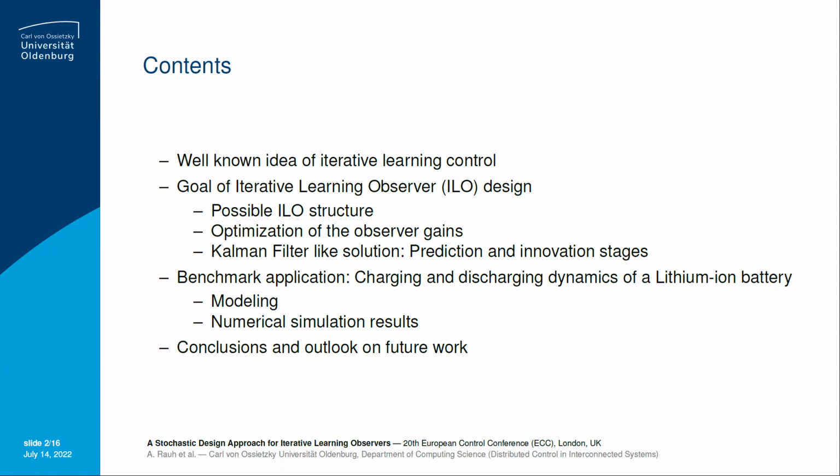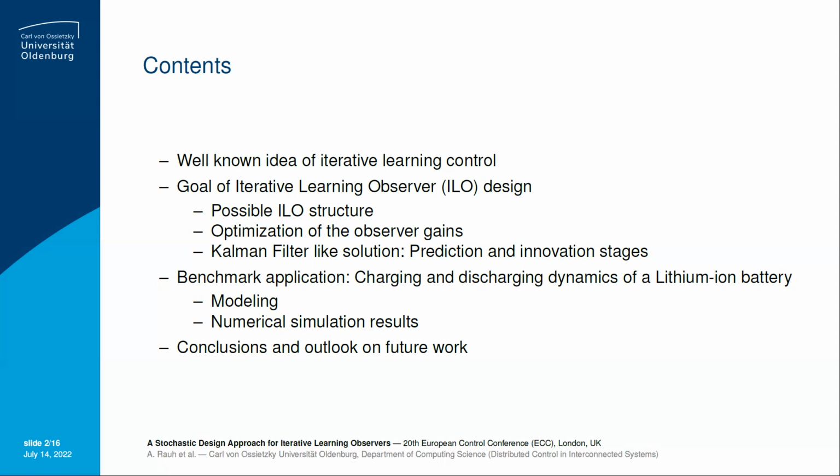This general idea will be used in the current presentation to design an iterative learning observer by taking into account not only information about the estimation error with respect to the measurable system output in one iteration, but also the corresponding errors from at least one previous trial. In such a way, we will talk afterwards about possible iterative learning observer structures and how to optimize the observer gains in a systematic manner by reducing the estimation error covariance.